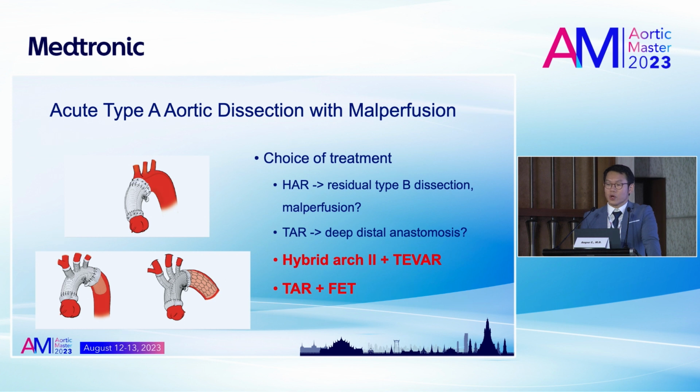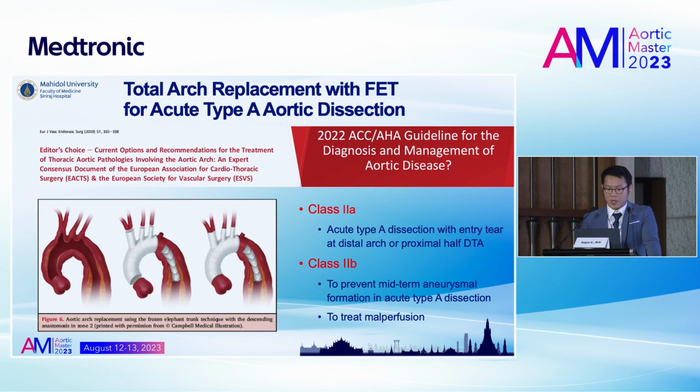If you do only hemi-arch replacement, the patient still has the residual type B dissection and the malperfusion will not resolve. If you select the total arch replacement, in this case, sometimes you face a very deep distal anastomosis to resect the entry tear. So the good option for this kind of patient, maybe you perform the hybrid arch type 2 with a staged TEVAR or in the same procedure, or you perform the total arch frozen elephant trunk.